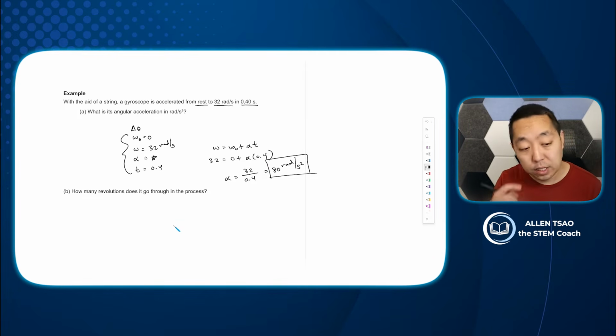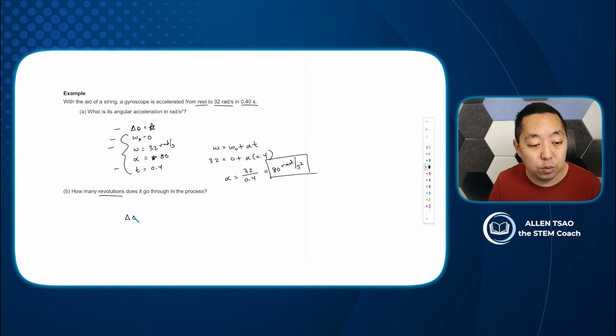That's acceleration. How many revolutions does it go through in the process? Well, now they're asking me about this variable, right? Because this will tell me the number of radians. And so what kinematic equation can we use for that? We can use any of them because we now know that the acceleration is 80.